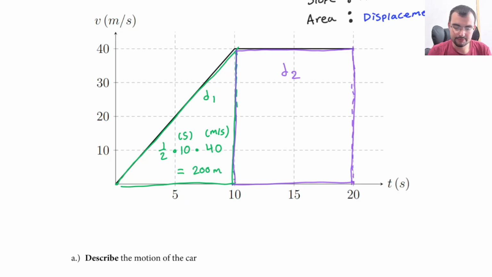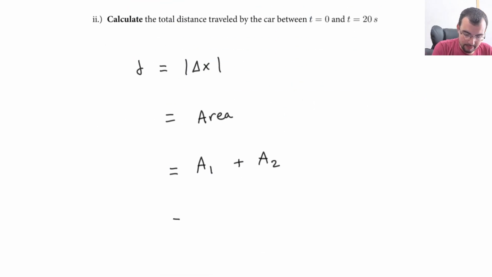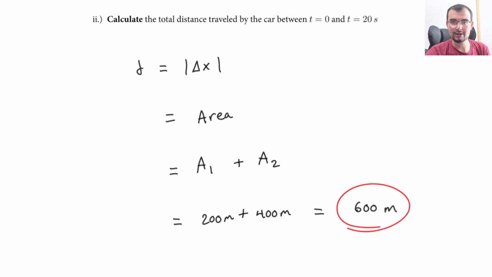Then for D2, you're just a rectangle. So the area of a rectangle is just base times height. So the base spans from 10 to 20, which is once again 10. And then the height is once again 40. And we get 400 meters. So we get 200 meters plus 400 meters, which is equal to 600 meters. And we do see that the second area was twice as big. So it agrees with our claim.